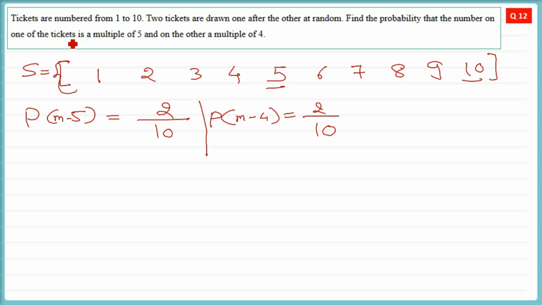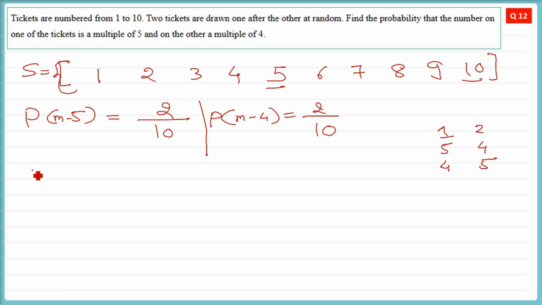So one of the tickets is a multiple of 5 and the other is a multiple of 4. That is, you need to have an intersection between this PM5 and PM4. But is it being given which has to come first and which has to come second? We'll just see. So the first can be a multiple of 5, second can be a multiple of 4 and vice versa. That's what I've written just now.